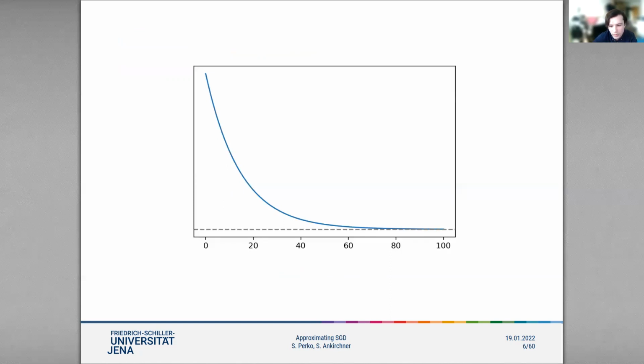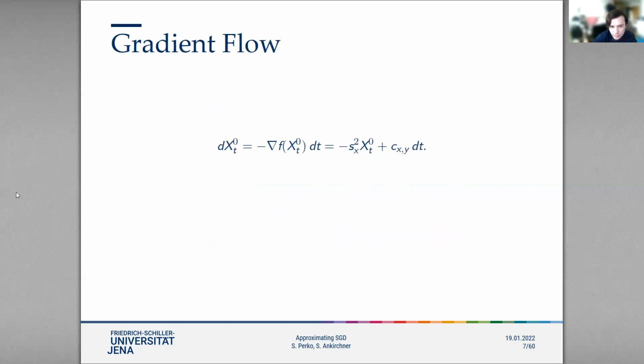In this case, the gray line is the so-called ordinary least squares estimator. And we can sort of see that gradient descent will converge to that over time. But looking at this curve, it just looks like an exponential function, right? So something else we can do is let's consider a differential equation called gradient flow, which in this case is given by dx0t equals minus nabla f of x ot dt.